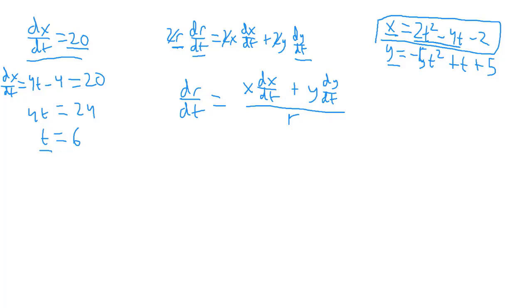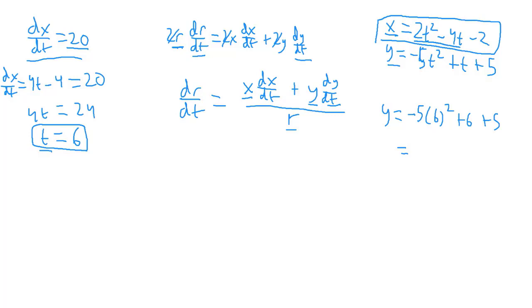And so let's solve now, given the t that we figured out. We need to solve for x, we need to solve for y, we need to solve for r, and we need to solve for dy/dt. So let's solve for y first. So y equals negative 5 times 6 squared plus 6 plus 5. Let's see, 36 times negative 5 plus 11.